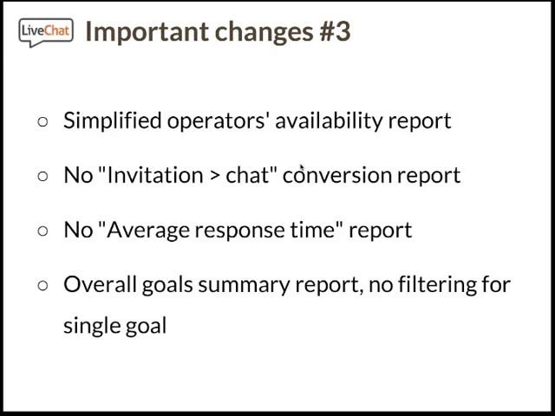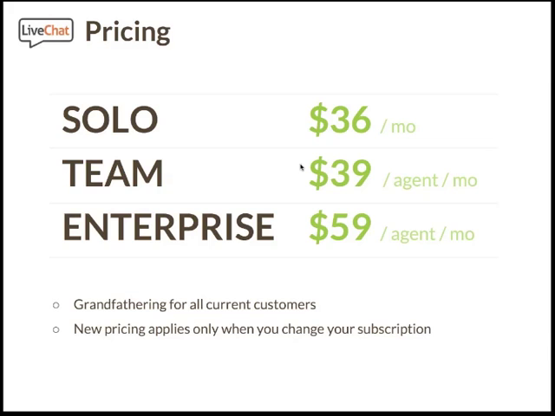There's no average response time report because we decided that if you need this, you can set your own rules and create such a report using our advanced reporting section within the API. The goal summary has been simplified, and right now it shows you your total sales instead of particular sales. And also the API, the advanced engine, allows you to do all of that.